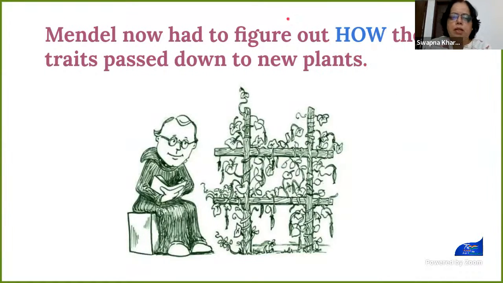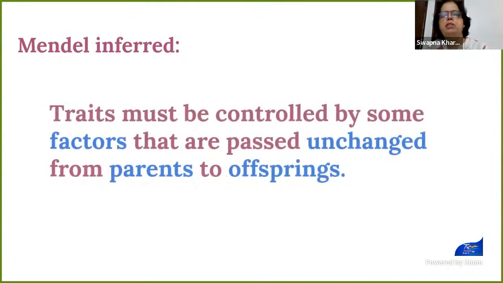So he came up with different conclusions, which were initially called postulates and are now called laws, after we have found that the same thing is valid for more systems. The first thing he inferred from his data is that all the traits seen in a particular organism are controlled by some type of factor, and these factors are passed unchanged from parents to offspring.